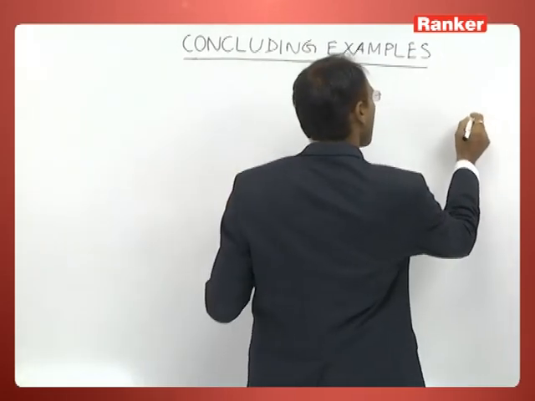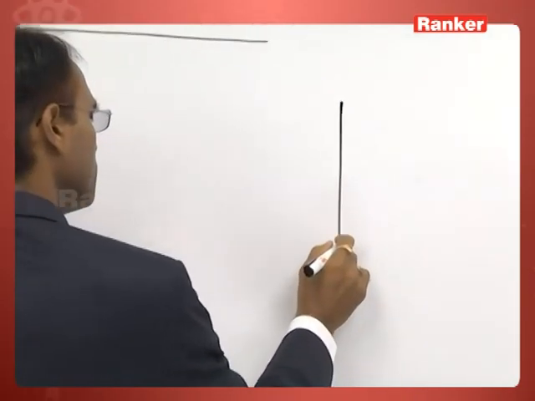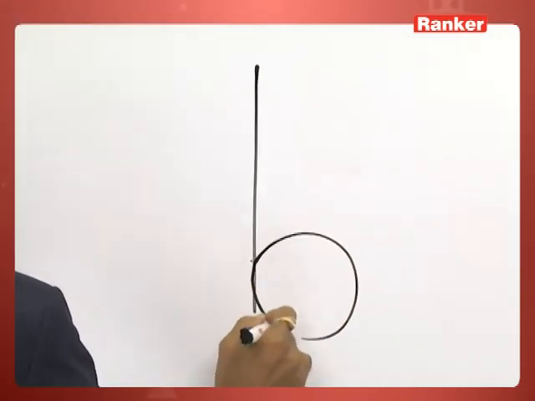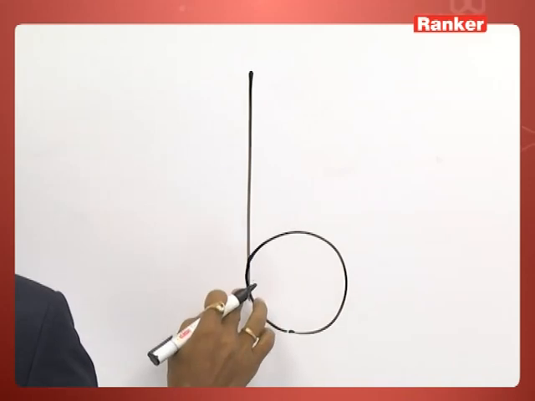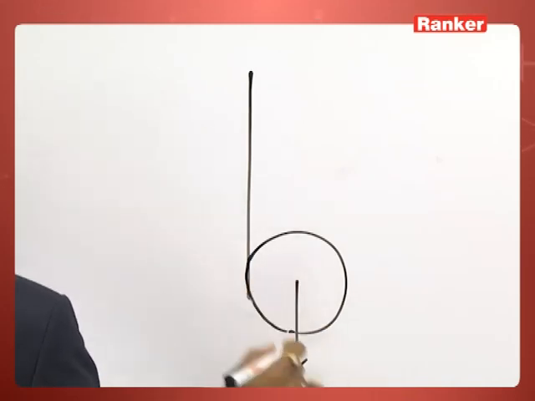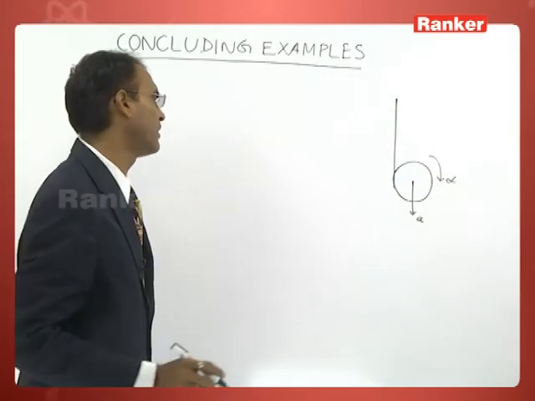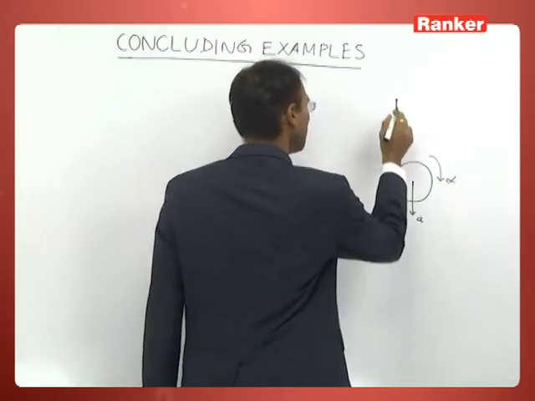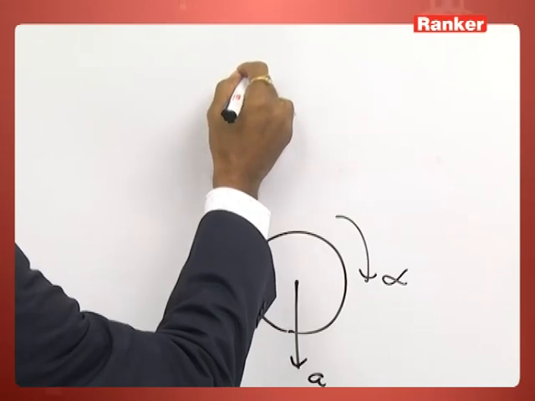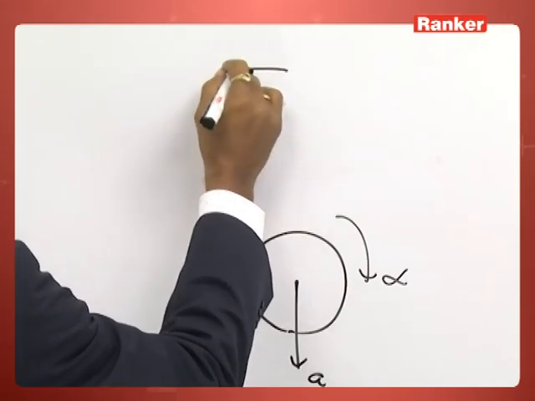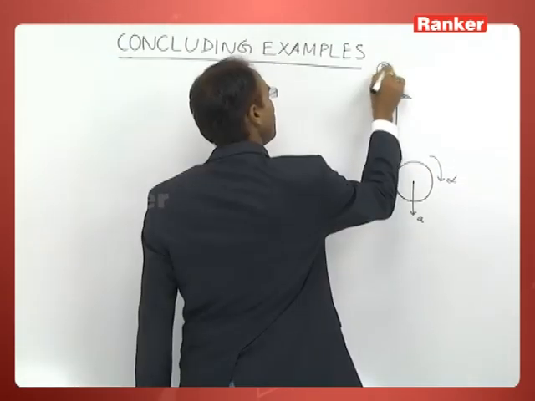Let us take another example of a cotton reel which moves down with certain acceleration, and alpha will be its angular acceleration, and let us assume that this point is fixed.